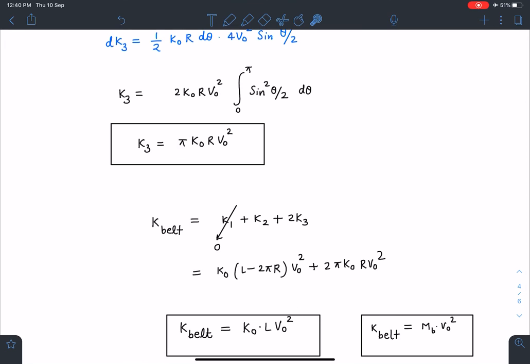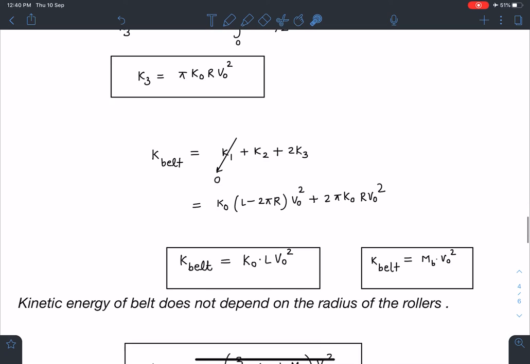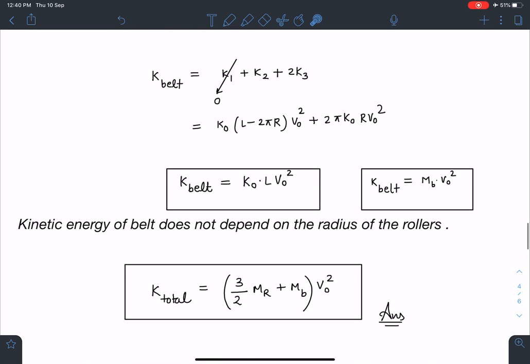Next time onwards I can directly use this fact that the kinetic energy of the belt is mb into V naught square. So the total kinetic energy of this system I can write as 3 by 2 mr V naught square, that is the kinetic energy of the rollers, plus the kinetic energy of the belt, which is mb V naught square. When I simplify, I get this expression. This is going to be the answer for this particular problem.